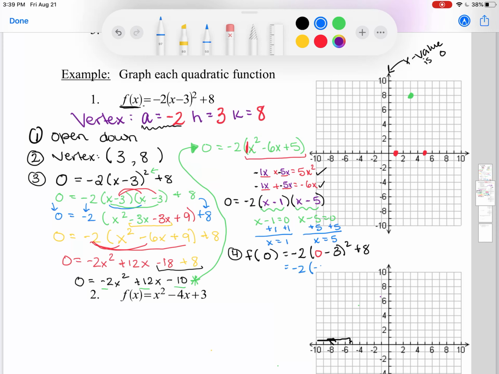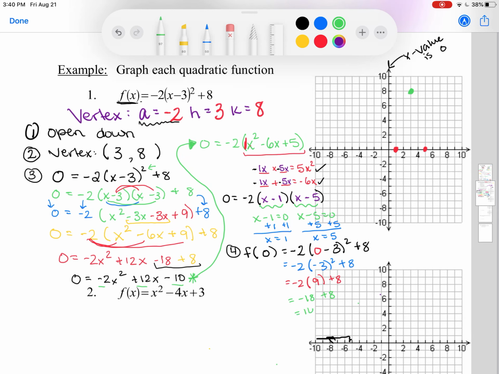I have a negative 2 on the inside. It gives me a negative 3 squared plus 8. Simplify that. A negative 3 squared is going to give me a positive 9. Negative 2 times positive 9 gives me negative 18. And finally, this comes out to give me negative 10. So what that tells me is that on my y-axis, my y-intercept should be all the way down at negative 10. So that is point number 4.